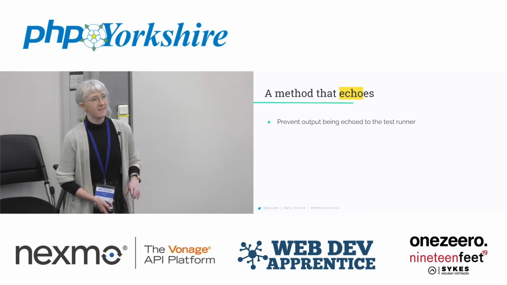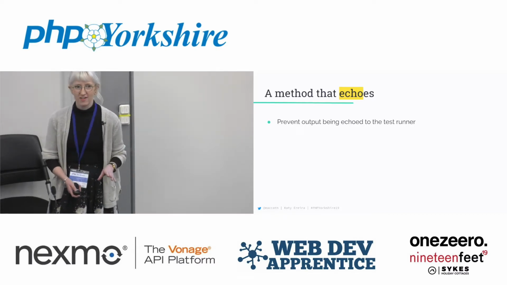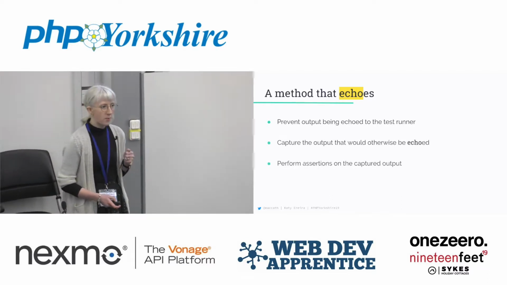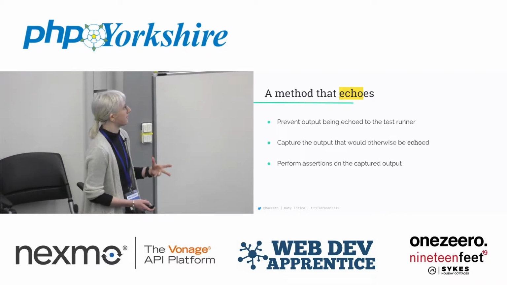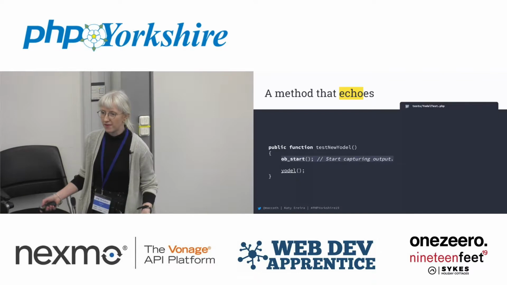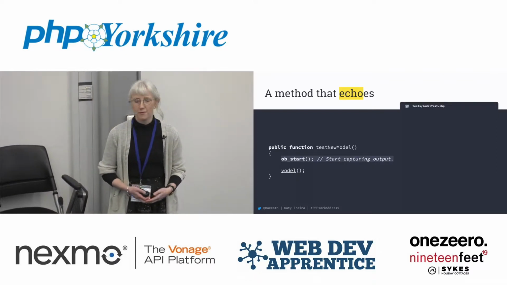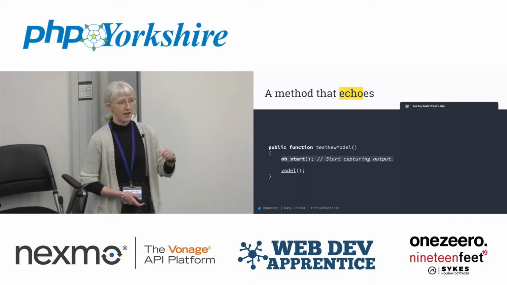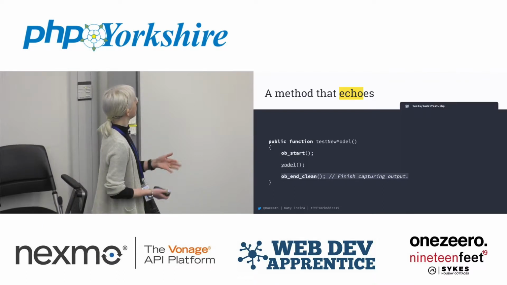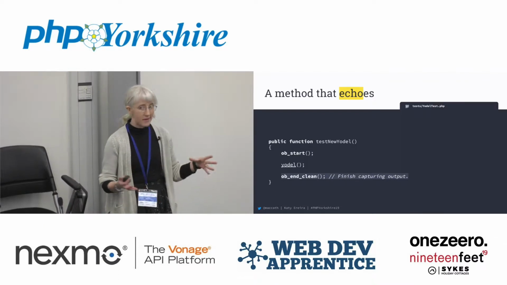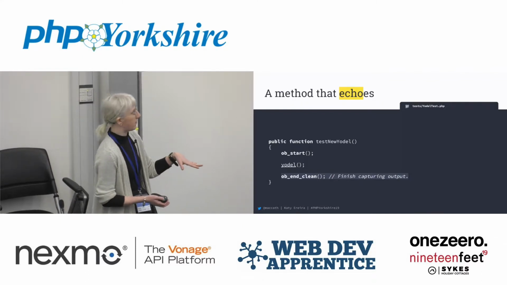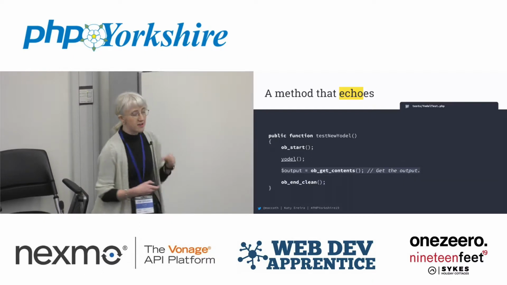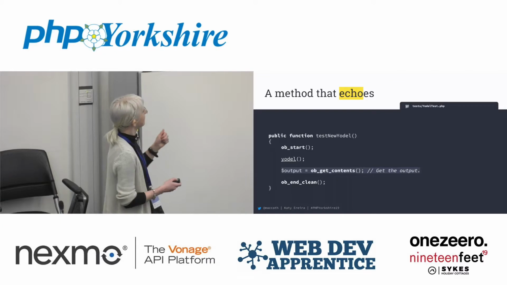First of all, we're going to prevent the output from being dumped into the test runner, because that's really confusing. We're going to capture that output, and when we've captured it, we're going to perform our assertions on that output. How do you capture output? Well, PHP has this amazing thing built in. It's the output buffer, or OB, and before you run any methods that echo anything, you should start the output buffer. Then, after you've run the method that does all your echoing, you can stop the output buffer. So everything that is echoed is being captured by that output buffer. And you can get those contents by using ob_get_contents.